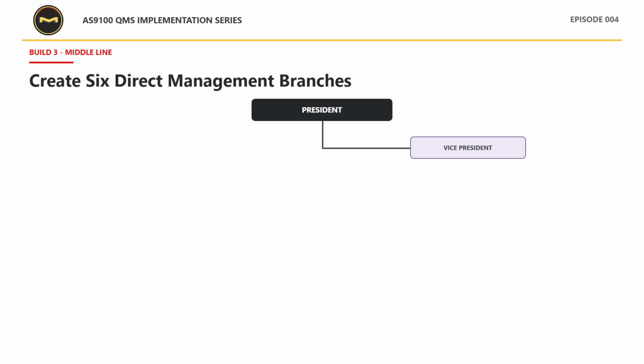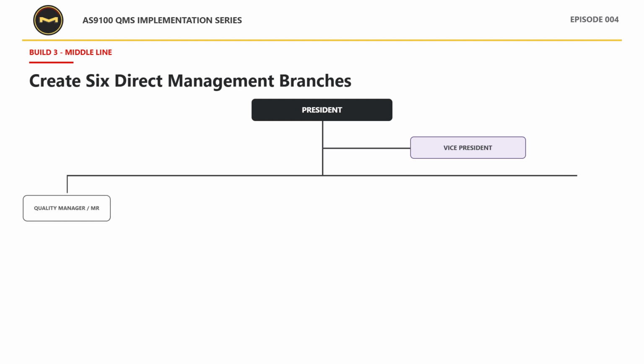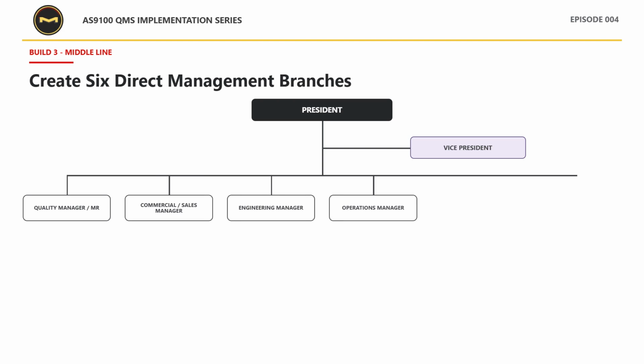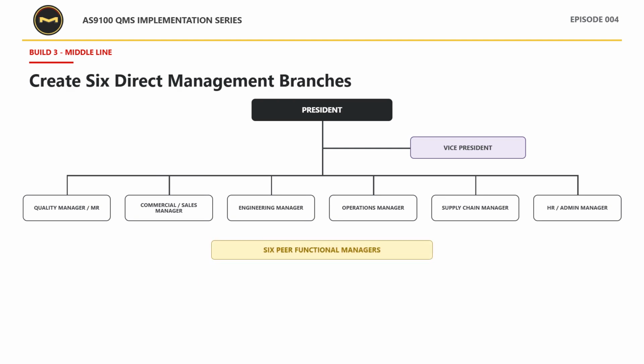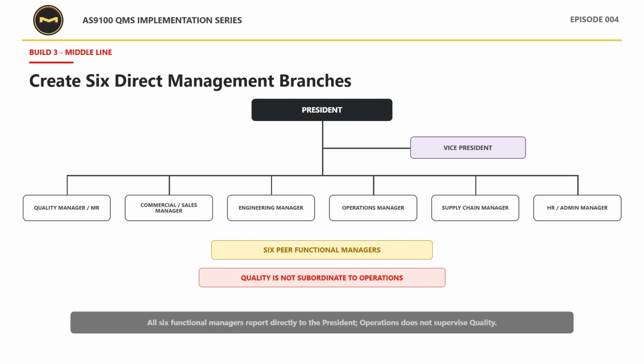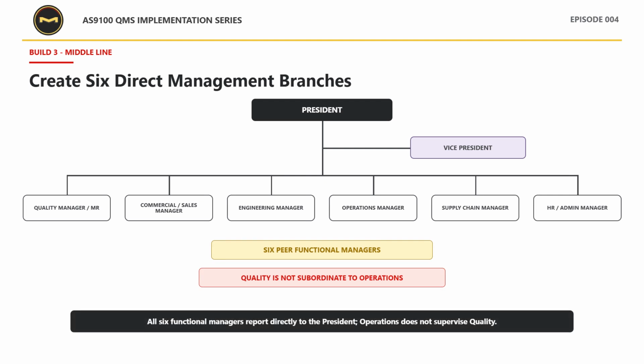Now create 6 peer functional branches beneath the president. They are quality, commercial and sales, engineering, operations, supply chain, and human resources and administration. Each manager owns defined results, decisions, resources, and escalation duties. All 6 report directly to the president; the vice president remains separate.